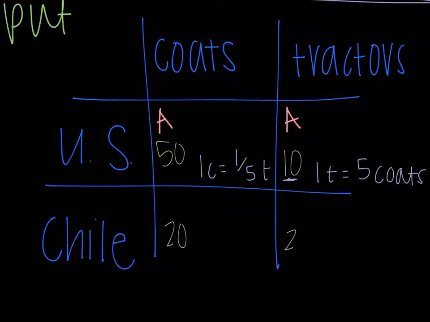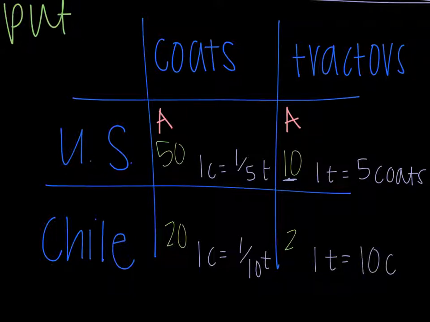And then you're going to do the same for Chile. So for one coat, you're going to put the 2 over the 20, which gives you 1/10 of a tractor. That's how much you can make. And then same here, for every one tractor, you're going to do 20 over 2, which will give you 10 coats. So taking this, you're going to want to look at who has the comparative advantage in making the coats.